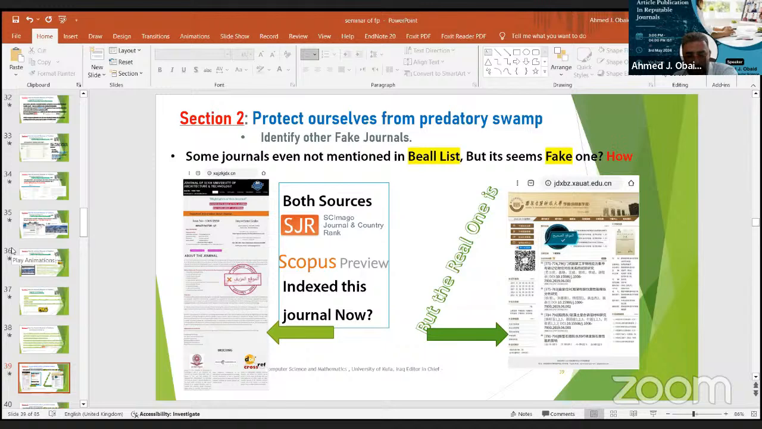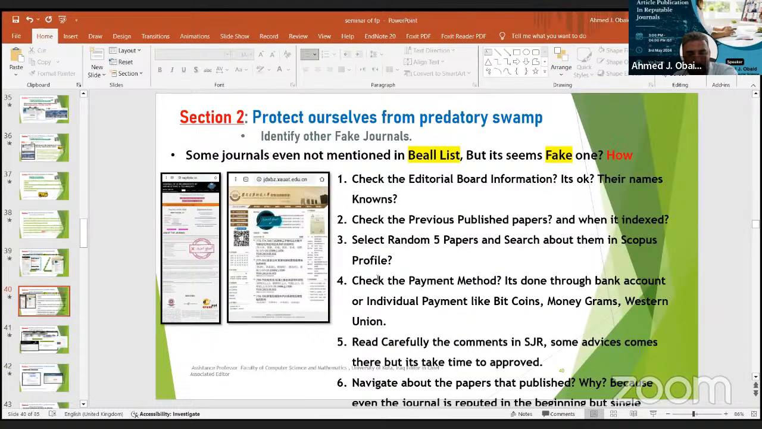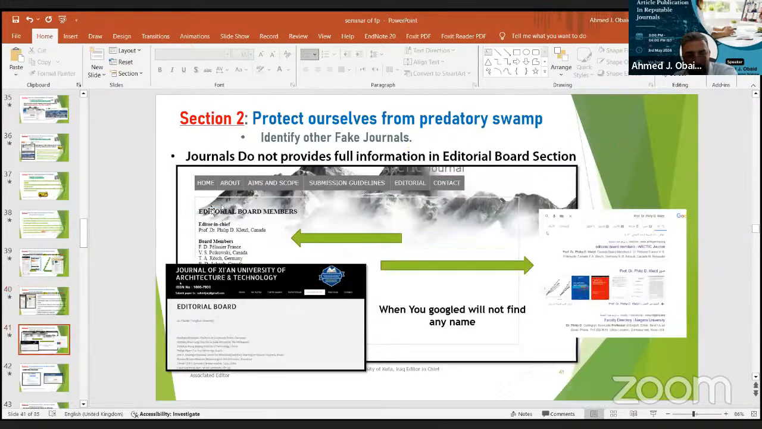This is the challenge. So this is the comparison among them, because this journal published a lot of papers from many countries. So I have assumed that there are 6 to 7 rules to be considered to check whether any journal is reputed or not.